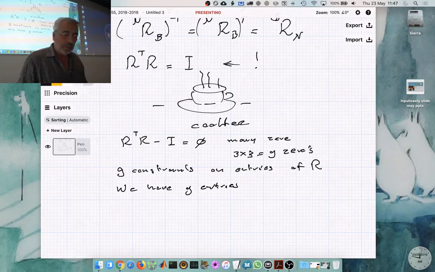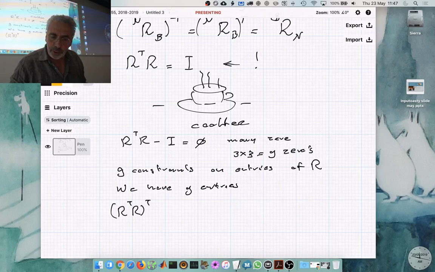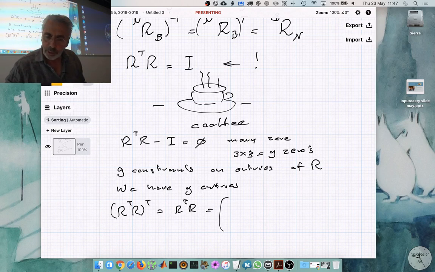Yeah, looks simple. Well, if you look closely, then these 9 constraints are not all unique. Because, I think the easiest way is to say that R transpose times R, if I do the transpose, is also equal to R transpose R. So all the entries which I find in this expression, 1, 2, 3, 4, 5, 6, 7, 8, 9. This number is identical to this one, and this number is identical to this one. So all these off-diagonal things, or in other words, the thing is symmetric.